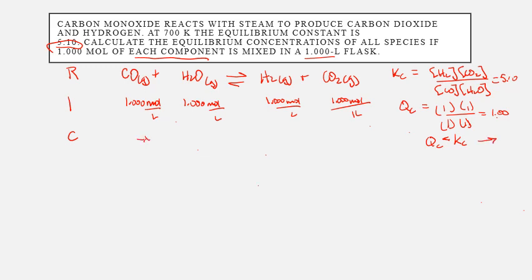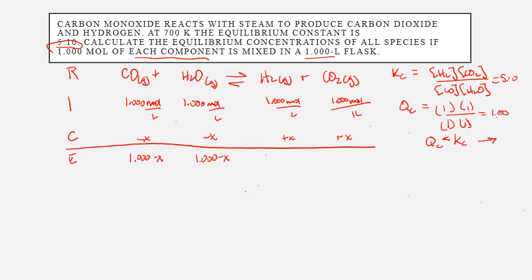So once more, I would have minus x and minus x. I'd have plus x and plus x. So my equilibrium concentration, I'd have 1.000 minus x, 1.000 minus x, 1.000 plus x, and 1.000 plus x.